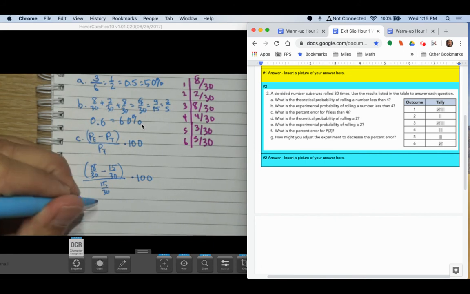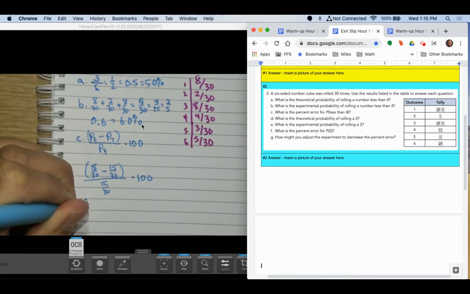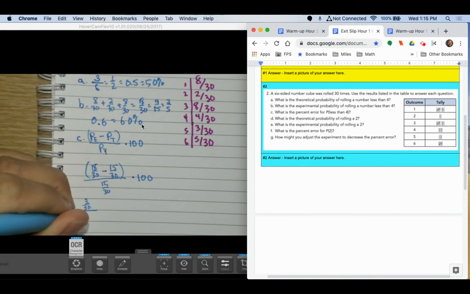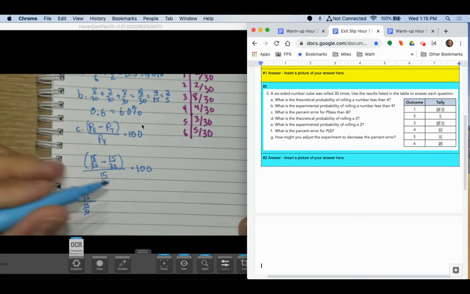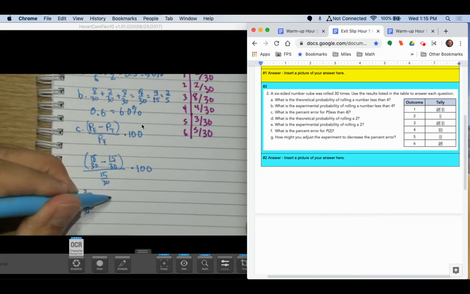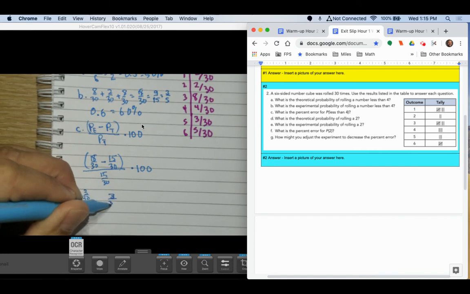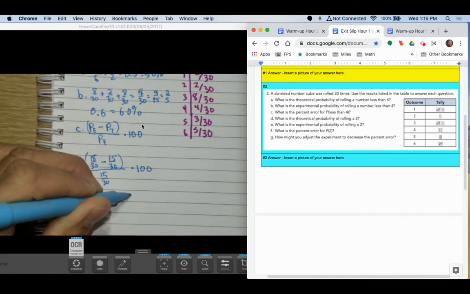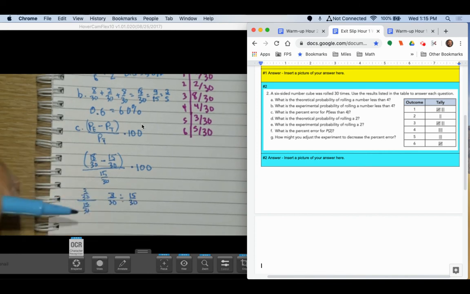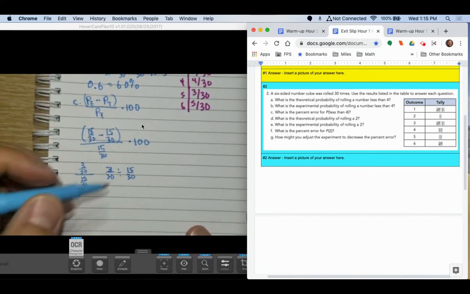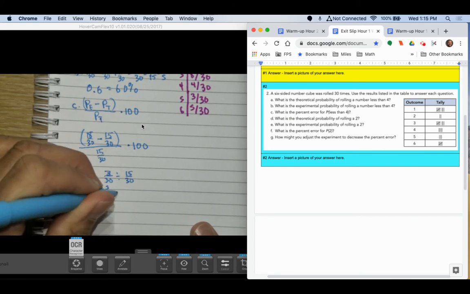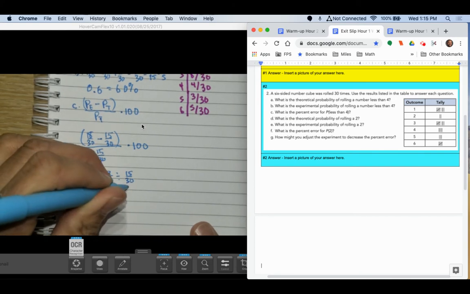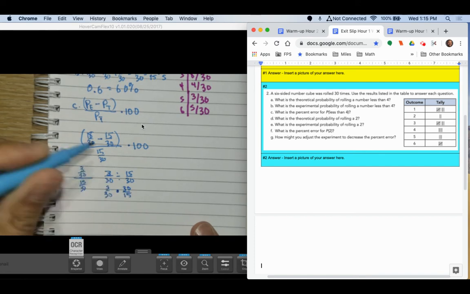Then I could think of this as 3/30 all over 15/30. And that is a crazy complex fraction. We looked at that earlier in the year. We were all confused. I wasn't. But 3/30 divided by 15/30 is the same as taking 3/30, keep it, inverse operation by the reciprocal.